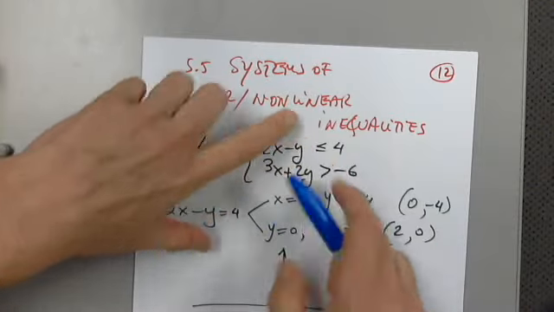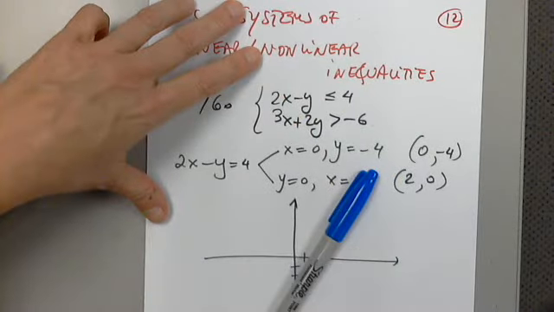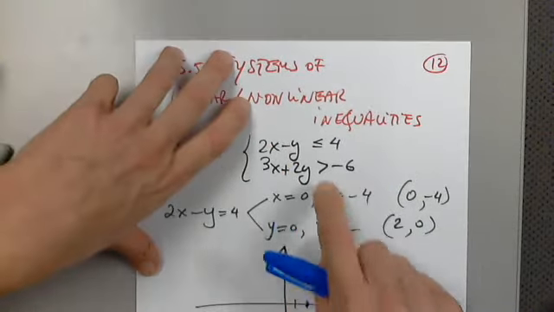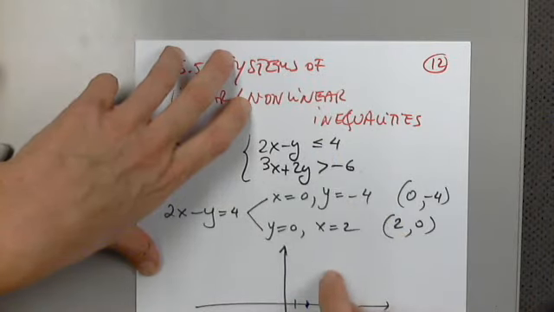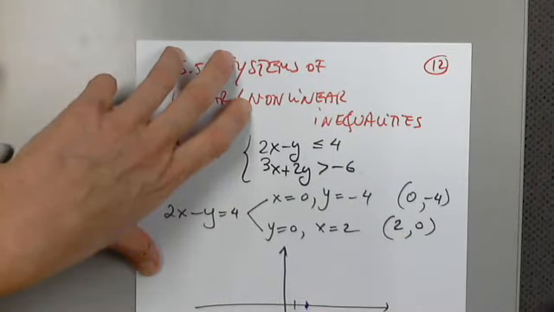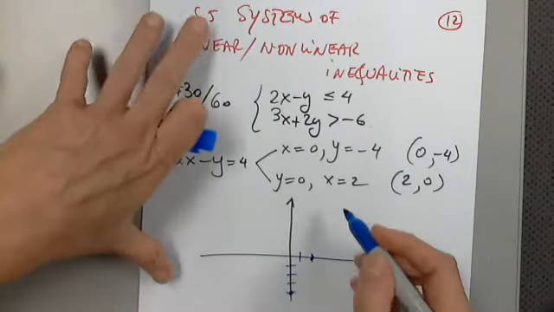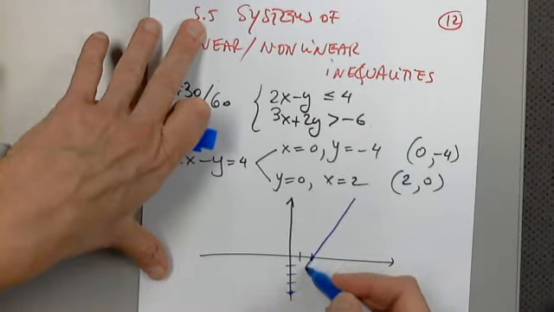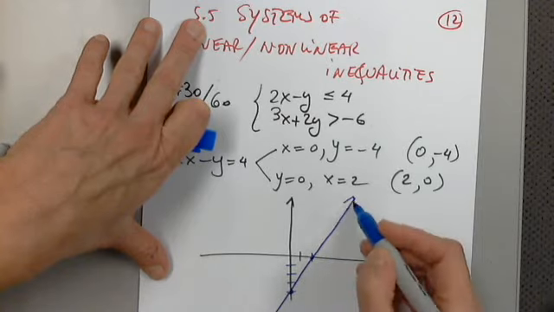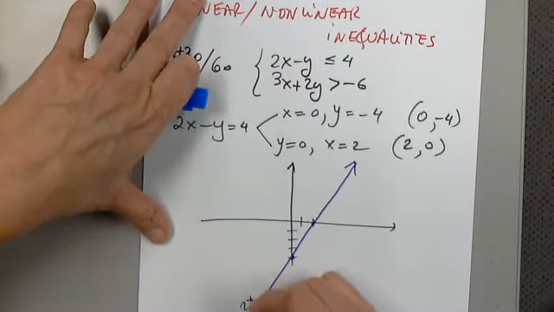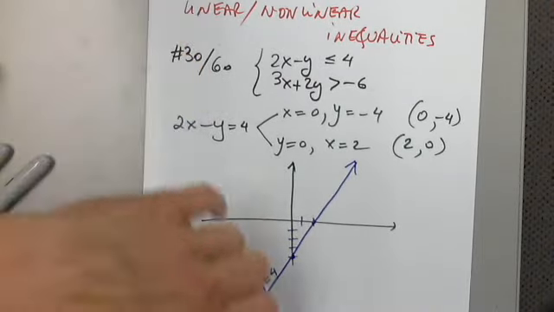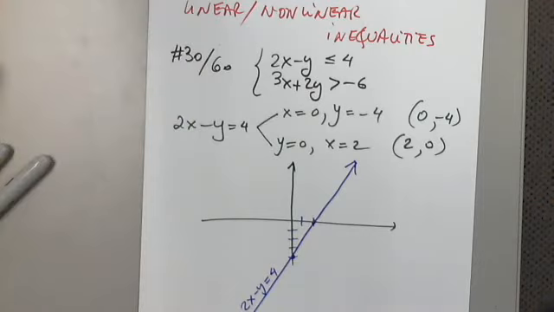If it has the equal symbol, then the line will be a solid line. If it does not have the equal symbol, then I have to graph it as a dashed line. But there is an equal symbol there, so it is a solid line. I write on the line 2x minus y equals 4 because that's what I graphed.